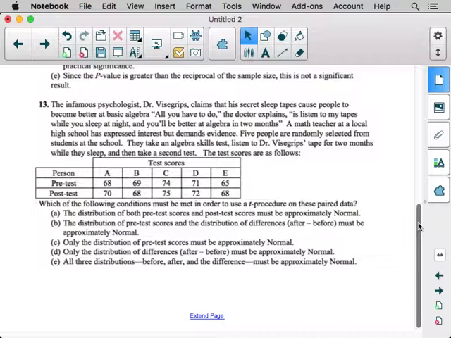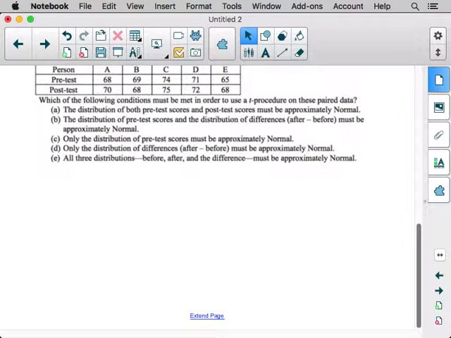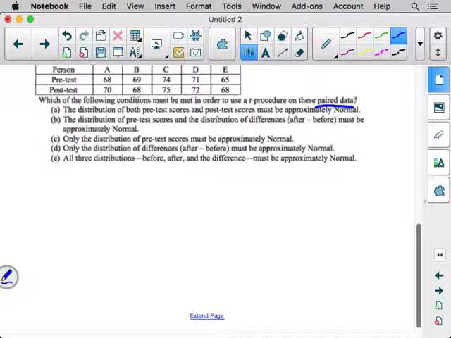5 people are randomly selected from the students at school. They take an algebra skills test, listen to Dr. Weisgrip's tape for 2 months while they sleep, and then take a second test. Which of the following conditions must be met in order to use a T procedure on these paired data? Okay, so they do tell us that this is paired data.